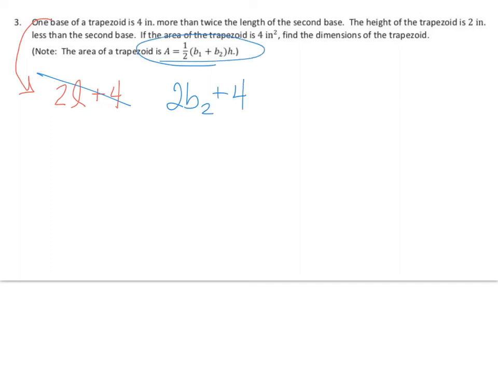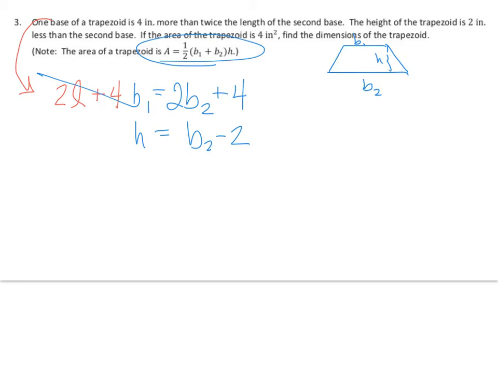Area of a trapezoid is 1/2 base 1 plus base 2 times height. So base 1 is 2 times base 2 plus 4. Cool? Okay, let's read the rest of it. The height of the trapezoid is 2 inches less than the second base. So height is base 2 minus 2.